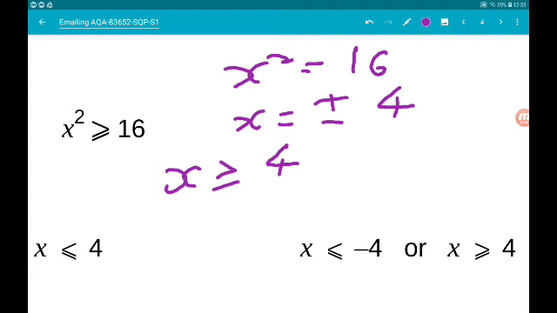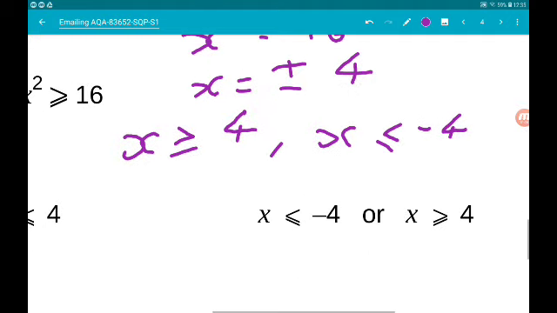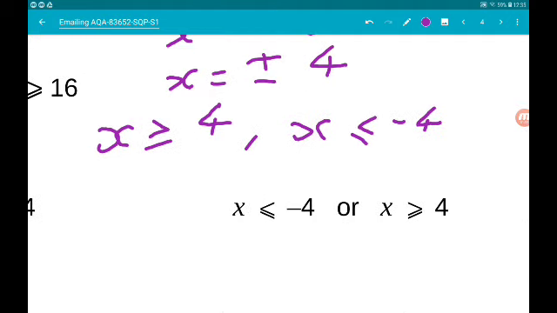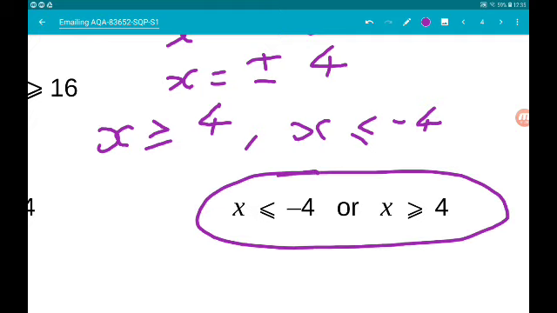Now, if x is equal to minus 4, x squared is equal to 16. If x is less than minus 4, say something like minus 5, x squared is going to be greater than 16. So the other solution is x is less than or equal to minus 4. So, this is the guy that we want.